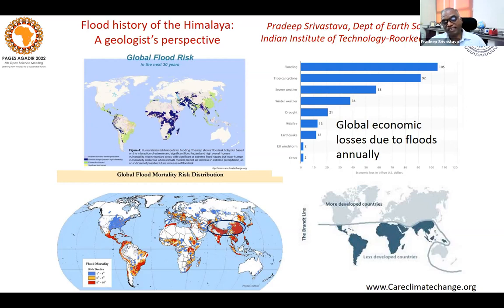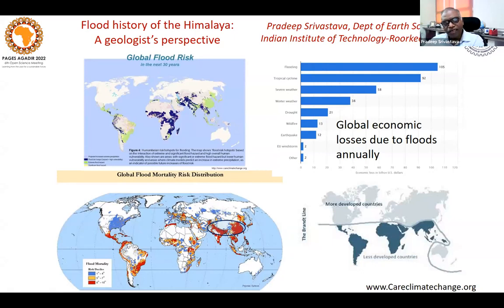And this is probably the reason why these countries lying south of this branch line largely do not have a database that can serve informed policies. Of course, a large part of China has some data, some part of Southern Africa, and very little of the South American rivers have been studied in terms of flooding history.